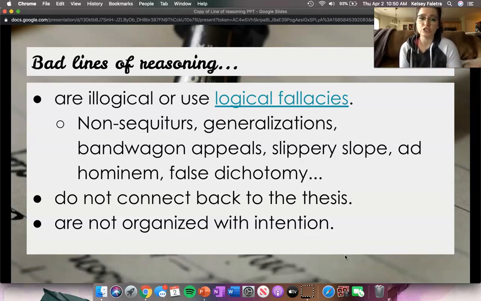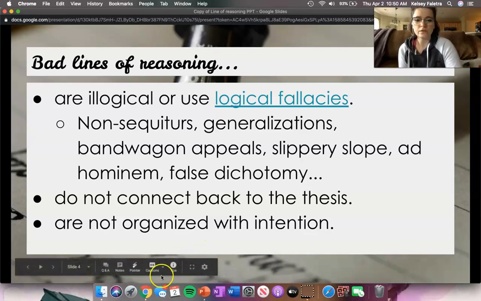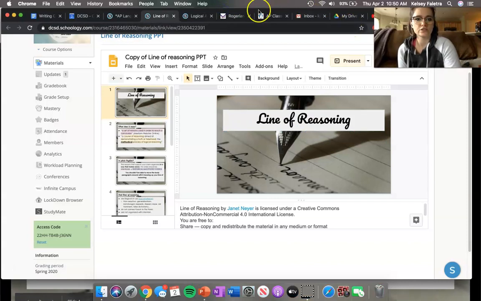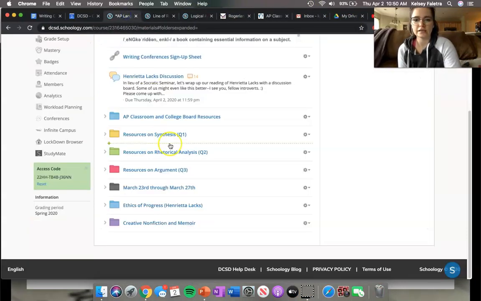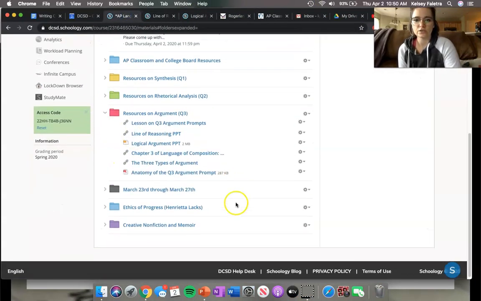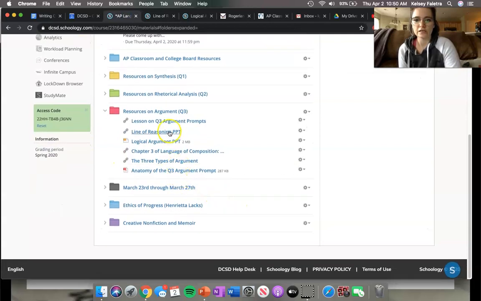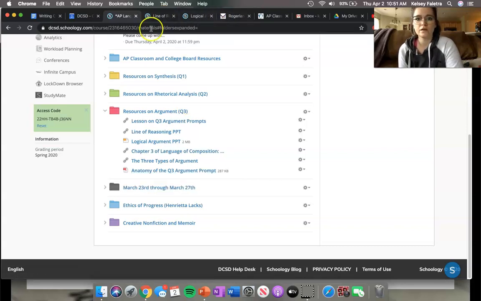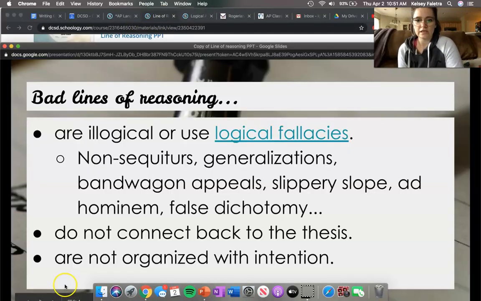I just posted a video that walks you through that process on Schoology today, and it is underneath Resources and Argument Q3, and it is this right here. This PDF also gives you some slides on the anatomy of the Q3, and I'm going to go over that in another video as well. All right, so back to line of reasoning.